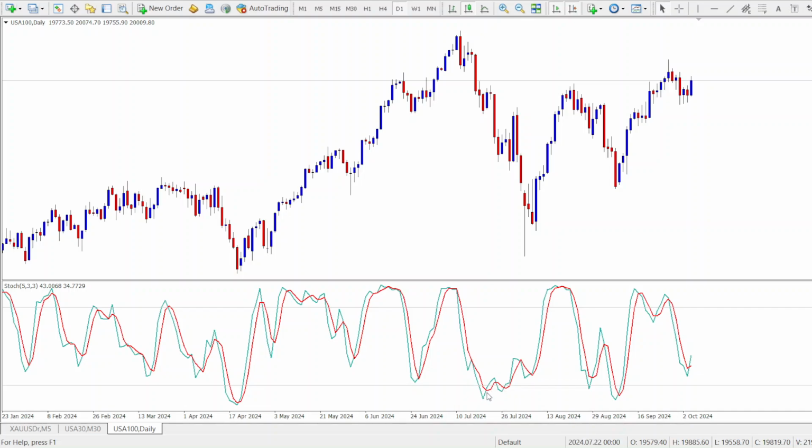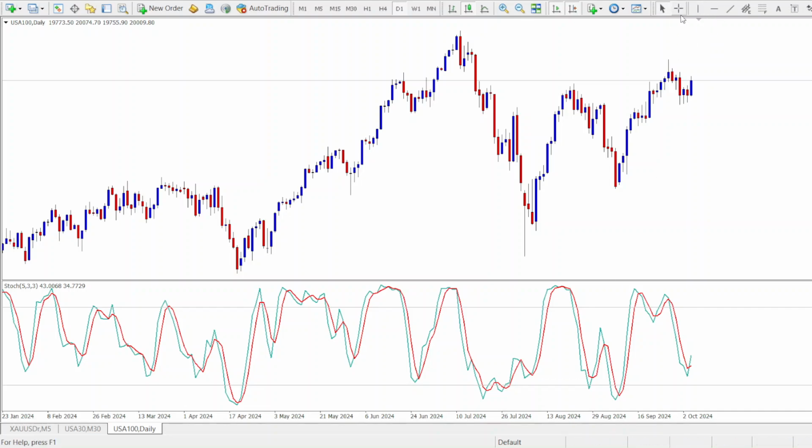Now, when the main line, which is the green line, crosses above the red line, which is the signal line, and together they both point upwards, it signifies that a buy move is about to happen. So that is a buy signal. Whenever the main line cuts above the signal line and both of them point upwards, it signifies that a buy move is about to happen.